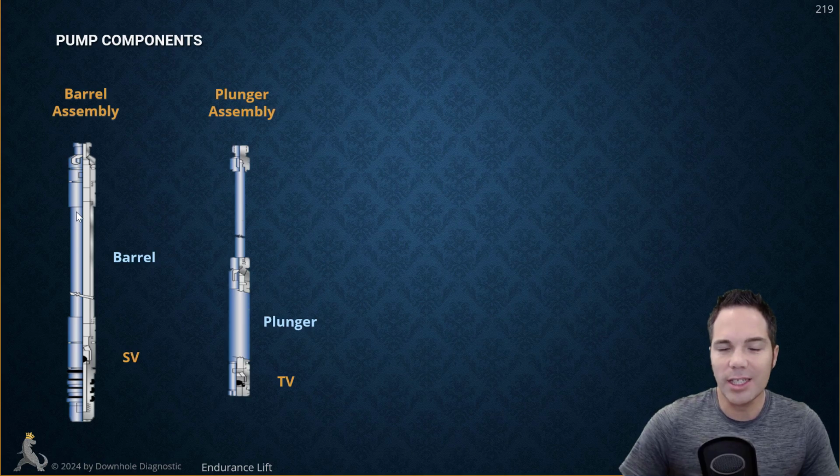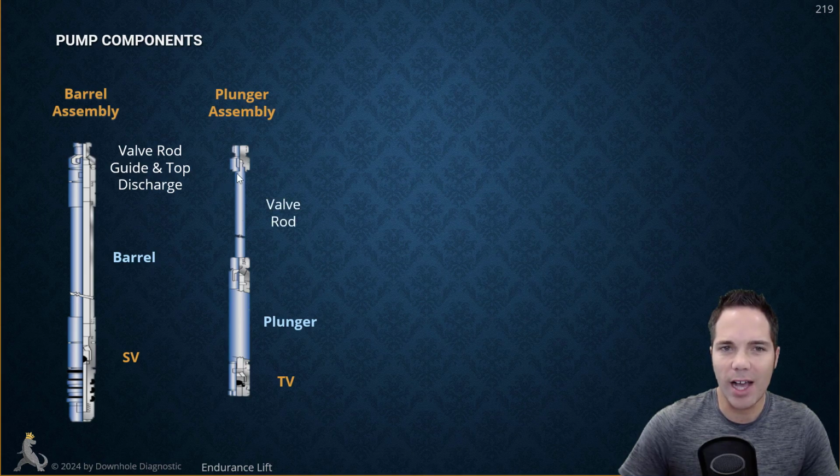Of course, there are different metallurgies and some different things you can do with the plunger and the barrel. We'll talk a little bit about that in the gas and solids separation section. Some other main components: we have a valve rod guide that is right here and a top discharge. This is where the fluid is coming out on the top. The valve rod guide is just to try and keep the valve rod centered on the inside of that pump. The rod string is going to connect right here to this top connection, and then it connects to your valve rod, which comes down to your plunger.